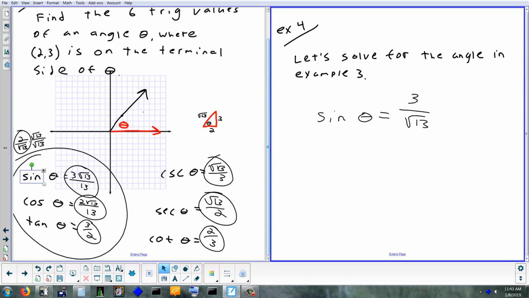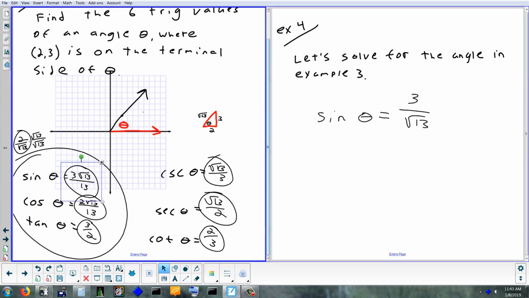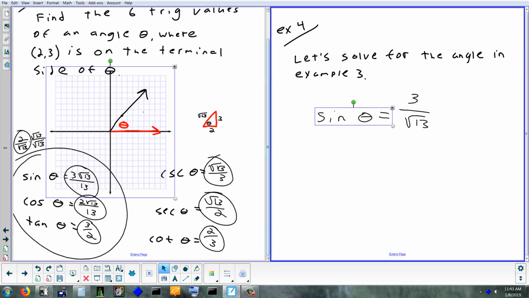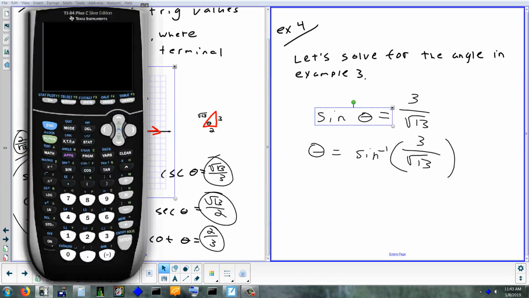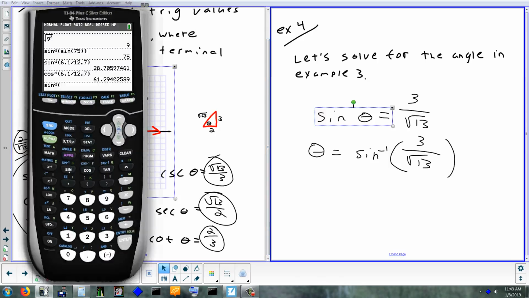And honestly, that is less for me to type in the calculator than that. That's 2 things. That's 3 numbers. Okay, so that's easier to type in. How am I going to get rid of sine? Inverse sine. So theta is the inverse sine. And again, square root in the bottom is okay because that's not the final answer. This is the final answer. Inverse sine, 3 over square root of 13. That angle is about 56.31 degrees.